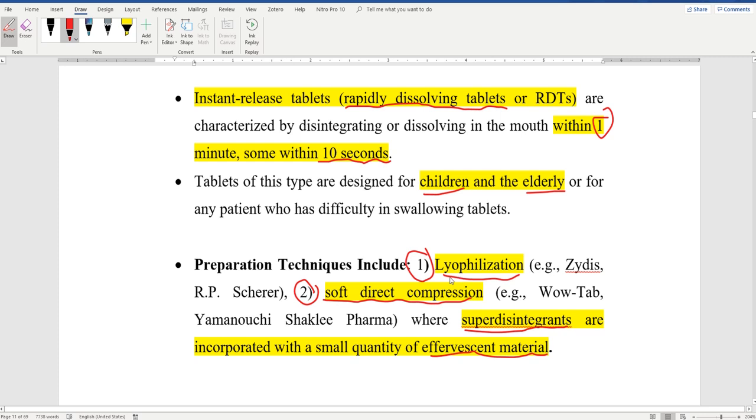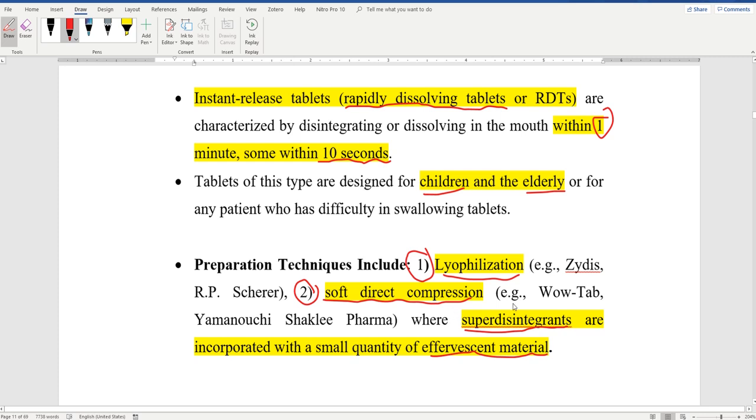The property of the material, as I said, is very porous, very hygroscopic. So once you put the tablet in the mouth, what happens? We have absorption of saliva or the liquid present in the oral cavity, followed by dissolving the formulation very quickly.